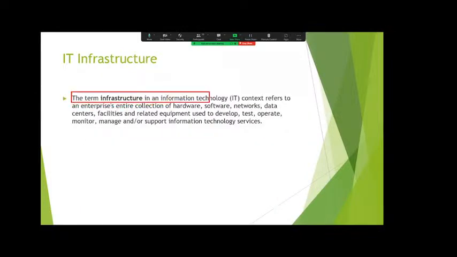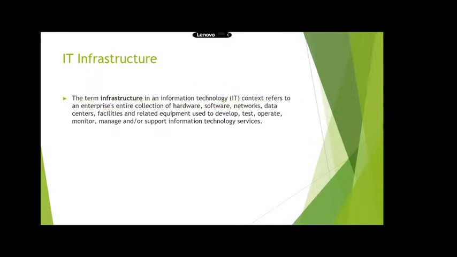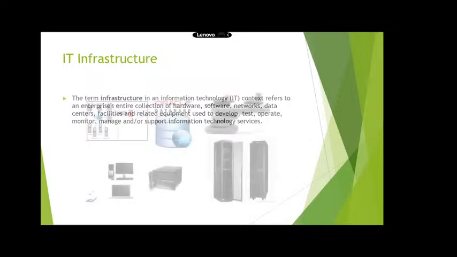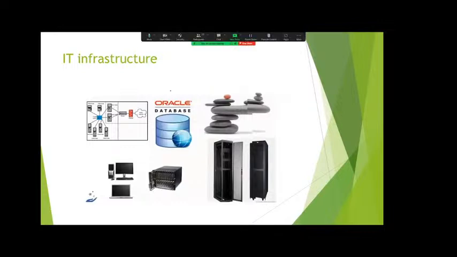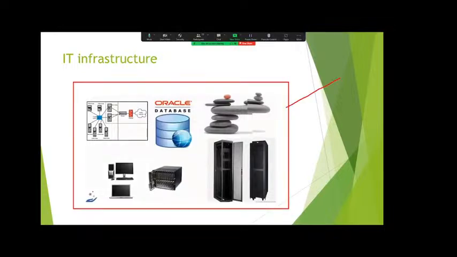This is the exact definition: the term infrastructure in information technology refers to a collection of hardware, software, switches, network, and load balancer. Now, to maintain our own IT infrastructure, we require one DC. What is the DC? Data center. If we go to TCS, Cognizant, Wipro, Accenture, any company in the world, they have their own data center.